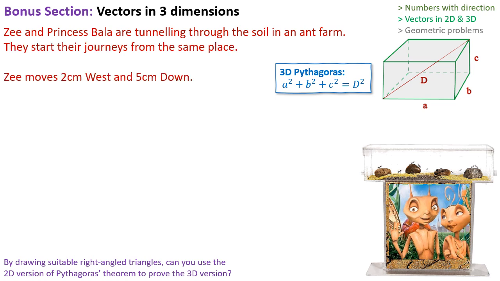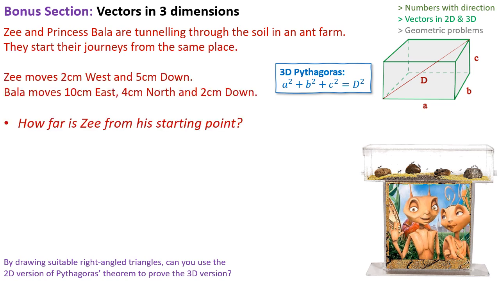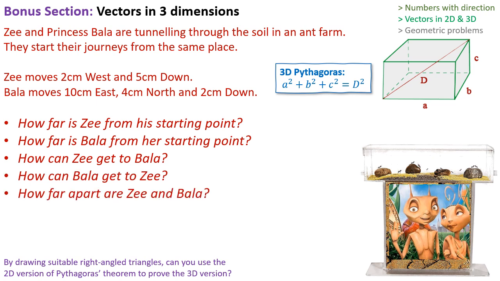So now we have a very similar norm to what we had before, but the numbers have changed a little bit. We've now got 3 dimensions instead of 2. So Z is moving 2 centimeters to the west and 5 centimeters down. Bala moves 10 centimeters east, 4 centimeters north, and 2 centimeters down. And we've got the same sorts of questions we want to ask. I'd recommend you pause and have a think about this, see if you can make some headway on it before I go through it.